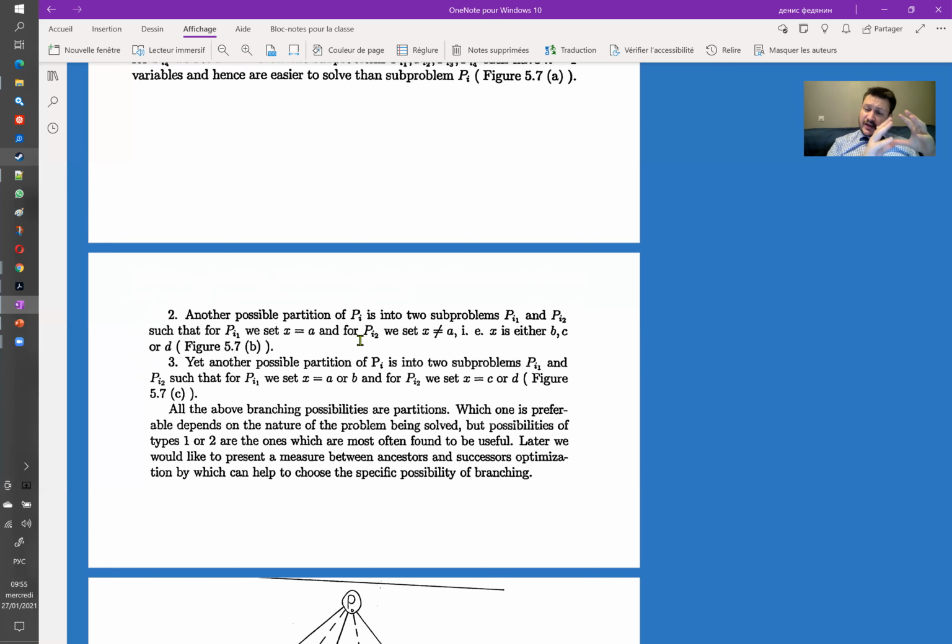So we say that x equals a or not equals a, and that's all. So we do not consider b, c, or d, and so on. So it's like a binary tree. Sometimes it's better, sometimes it is worse. It depends on the specific properties of the problem.